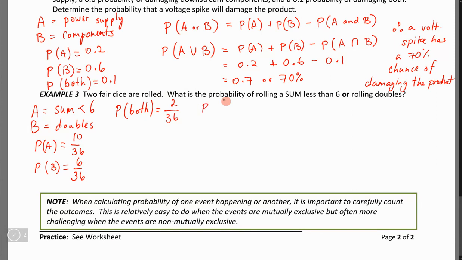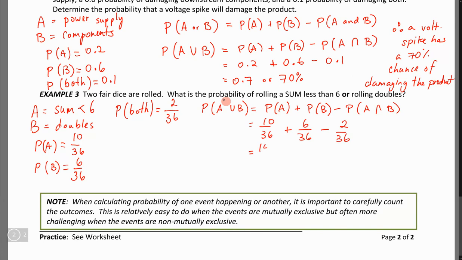So my formula, the probability of A or B is equal to the probability of A plus the probability of B minus the probability of both A and B. Okay, so that's going to equal 10 out of 36 plus 6 out of 36 minus 2 out of 36, which is 14 out of 36. In lowest terms, I could say 7 out of 18 if I divide the top and bottom by 2. And 7 out of 18 is 39%.